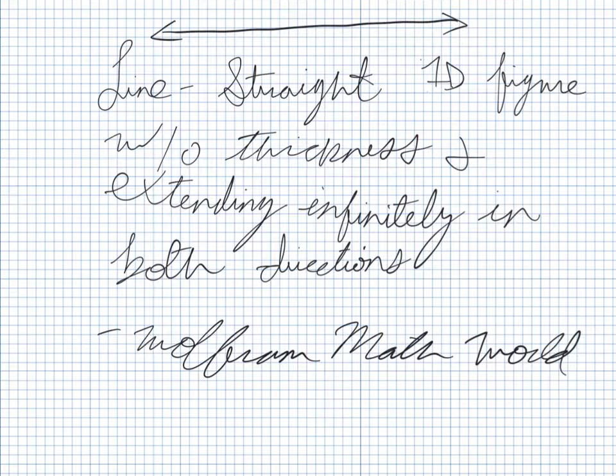A line is a straight one-dimensional figure having no thickness and extending infinitely in both directions. In algebra, there are two main ways to solve for the intersection of two lines, which is a single point. These two methods are called substitution and elimination, and today I'll be demonstrating both.